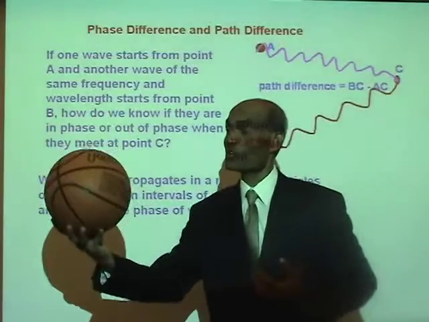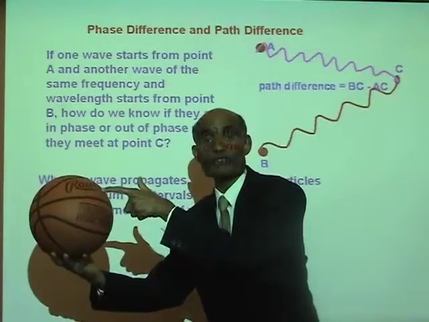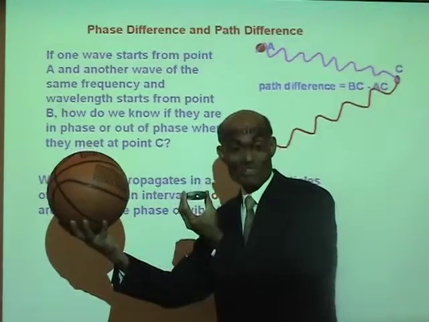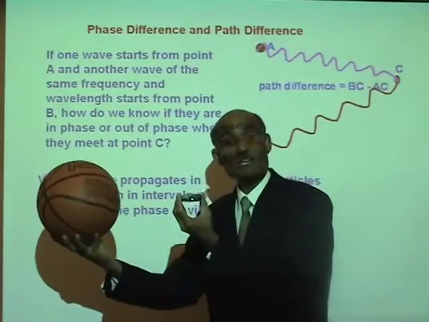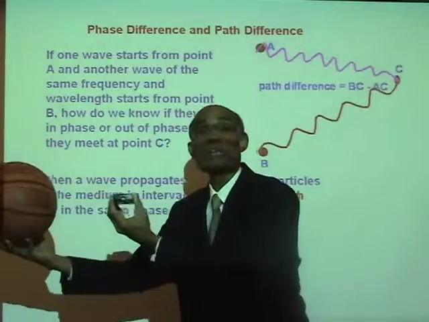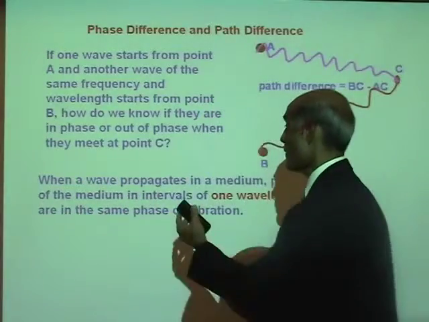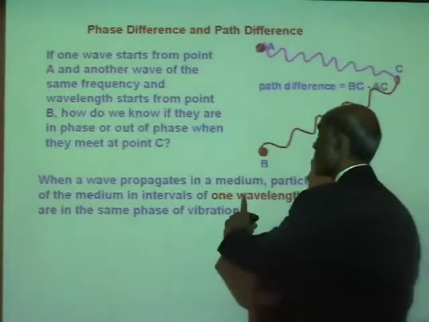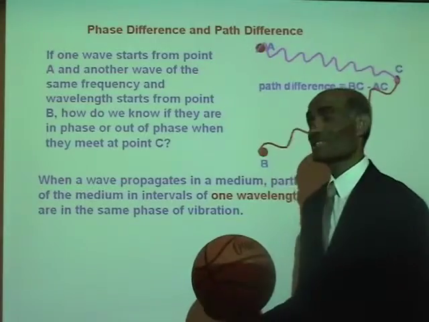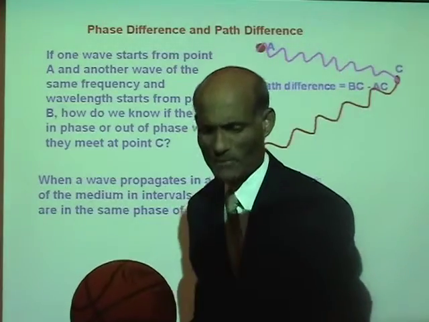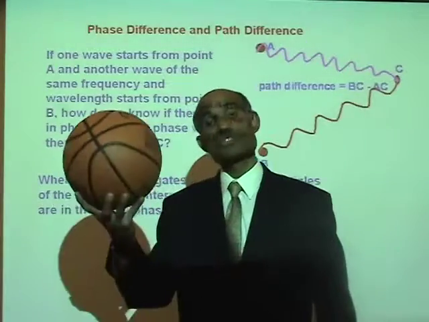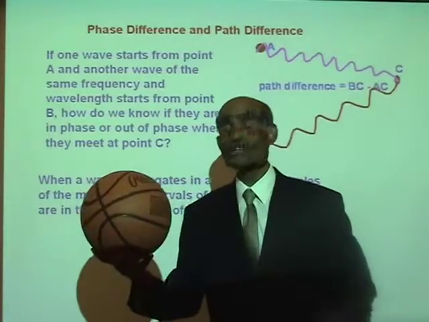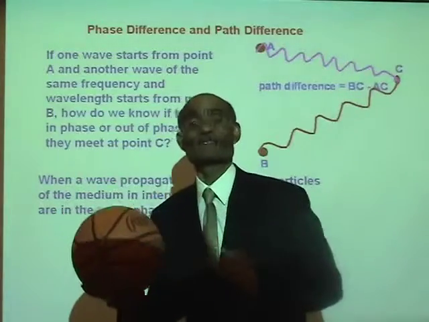That means if this particle has completed 5 vibrations and another particle here has completed 10 vibrations, they are both starting a new vibration. They are in phase. You understand that? So when a wave propagates in a medium, particles of the medium in intervals of one wavelength are in the same phase of vibration. What does that mean? Intervals of one wavelength. You see, the distance advanced by the wave for one complete vibration is what we call one wavelength.